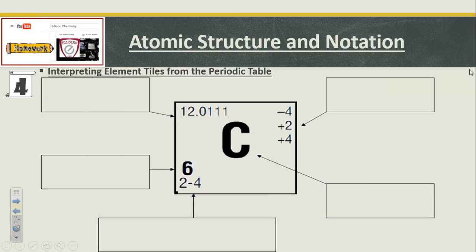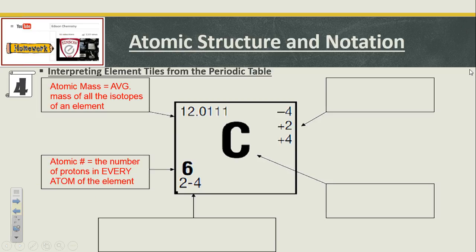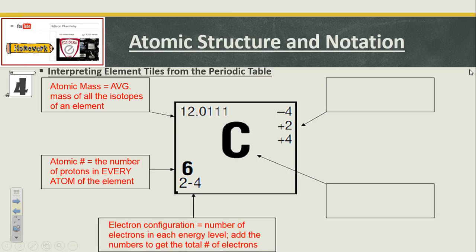So, interpreting the key on the periodic table. In the top left corner, we have the atomic mass. That's an average mass of all the isotopes of an element, and we will do that in our next lecture, I believe, what isotopes are and how you find out that average mass. Atomic number is the number of protons in every atom of that element. If I changed this carbon atom from having 6 protons to having 5 protons, it would no longer be carbon, and it would be a different element. And we can't do that.